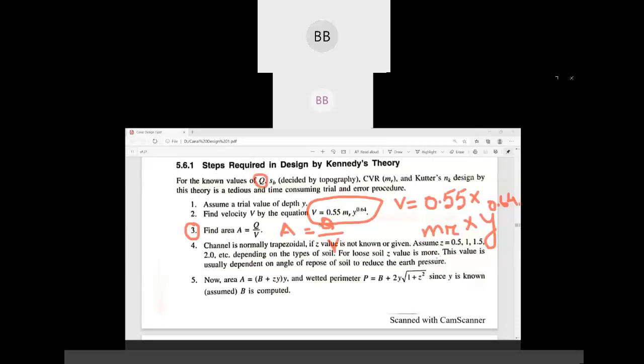So that discharge divided by the velocity, which we have calculated by using this equation, will give you the cross sectional area. So this is the third step. First step is to assume a depth of flow. Second step is to find out the velocity using the equation 0.55 multiplied by the critical velocity ratio multiplied by y to the power 0.64. Third step is to find out the area. Area is equal to discharge divided by velocity.